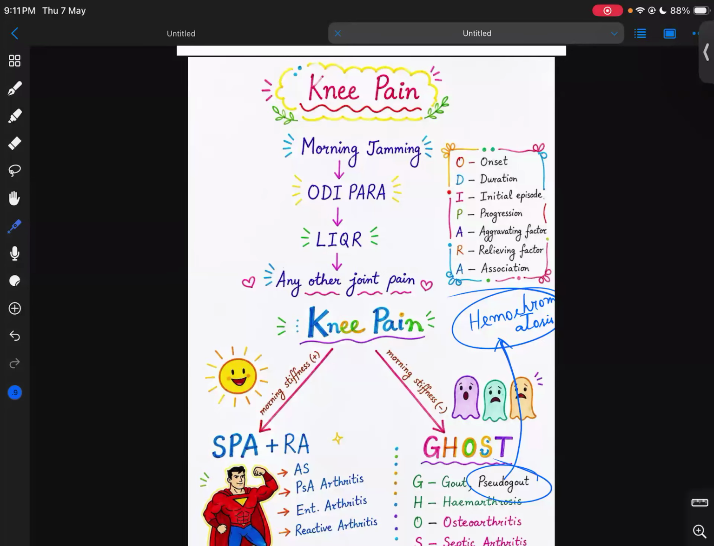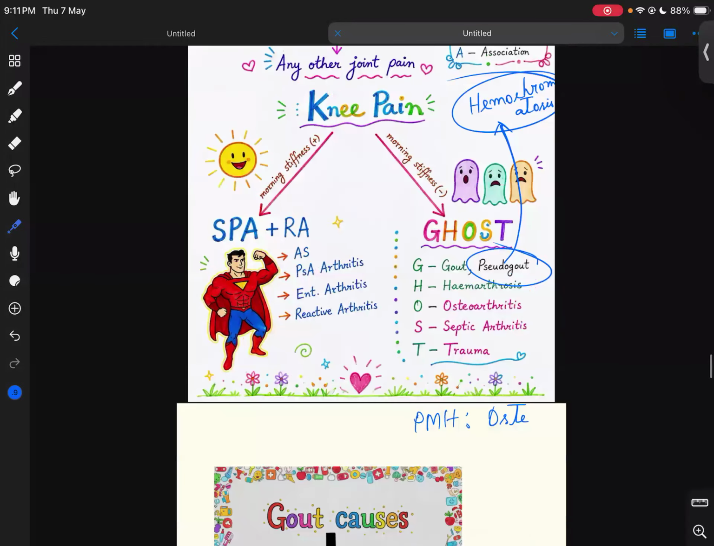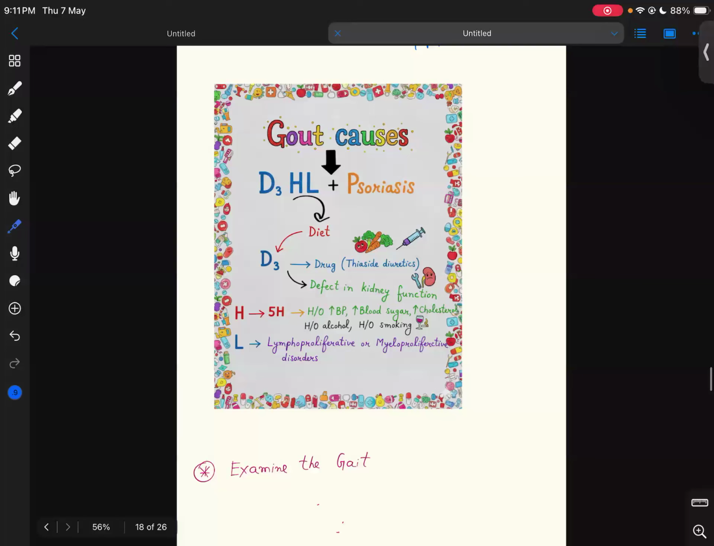Doctor, there are 3 indications for prophylaxis. Please proceed, doctor. Number 1 is 2 attacks within 1 year. Number 2, renal stone. Number 3, tophi. Okay, yes. That is the answer, doctor.